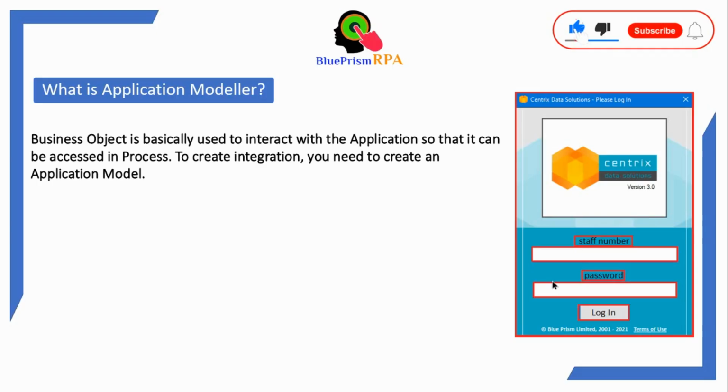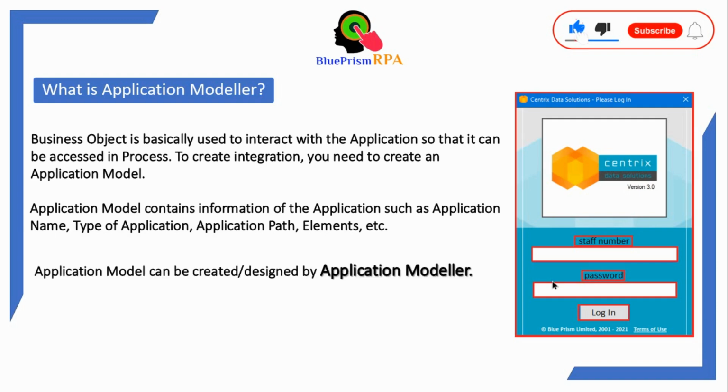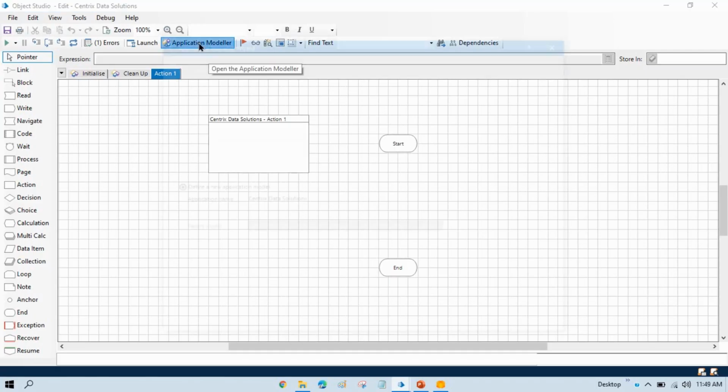So here you can see this is the Windows application and this is the model of this application. And I believe you know about the model of anything. If you are going to work on anything, first you have to design that model. So same here, we need to first create an application model. An application model contains information of the application such as application name, type of application, application path, elements, etc. This application model can be created or designed by the application modeler. So just click on this application modeler.